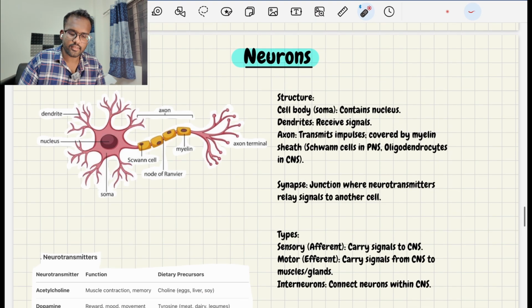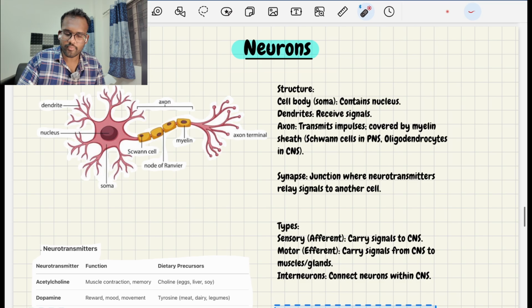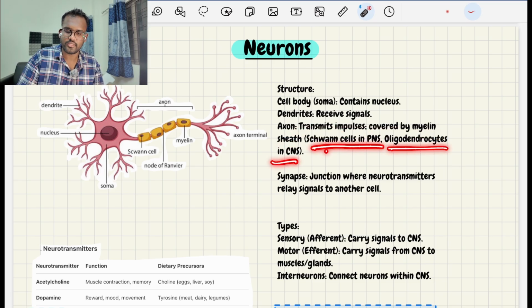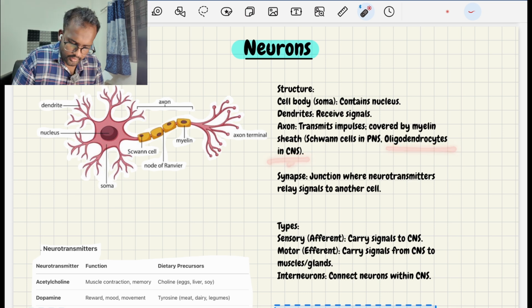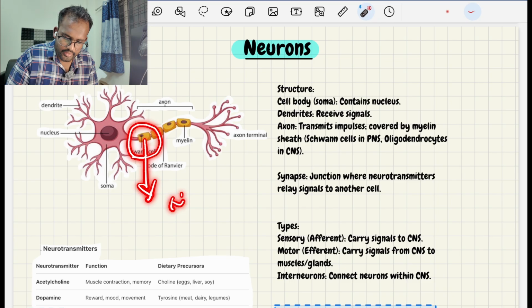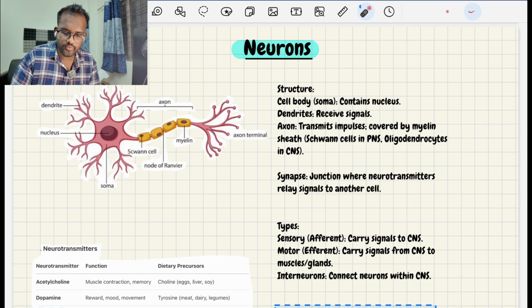So these are regarding neurons. Here you have to remember, as you can see, the axon transmits impulses covered by myelin sheath, Schwann cells in PNS and oligodendrocytes in CNS. Remember this, Schwann cells are present in PNS, the peripheral nervous system. Then oligodendrocytes are present in the central nervous system. So the Schwann cells send signals in the PNS, and oligodendrocytes send the signals in the CNS. Simple. So here you have to remember that.